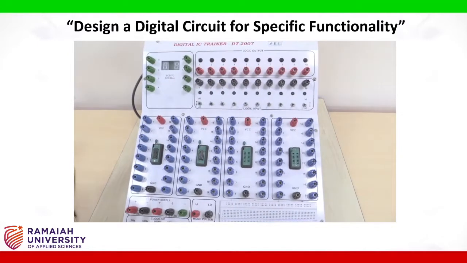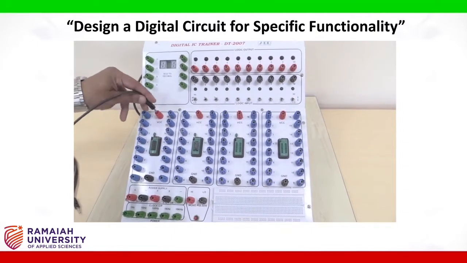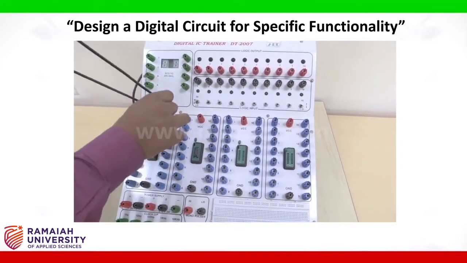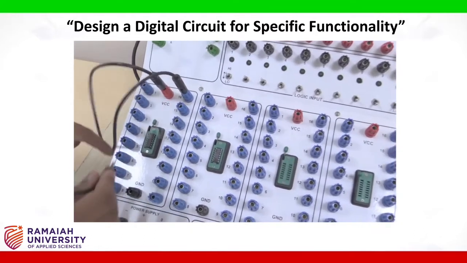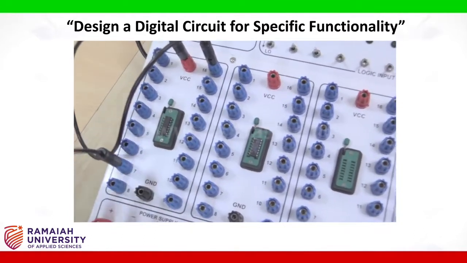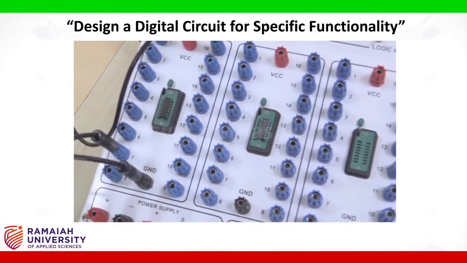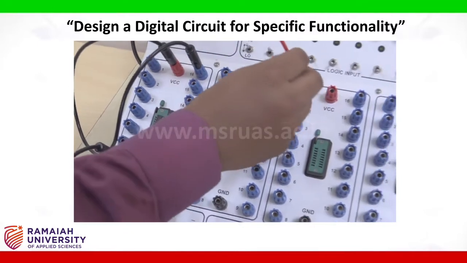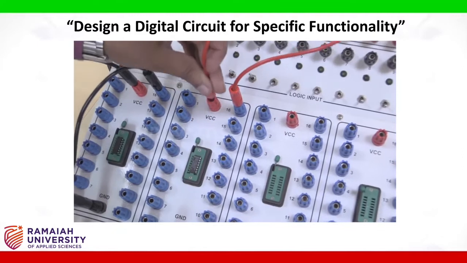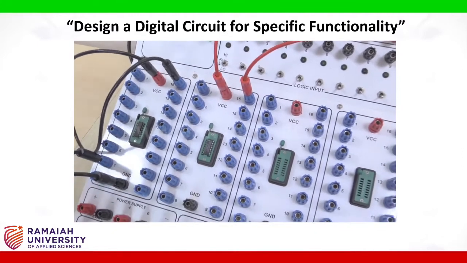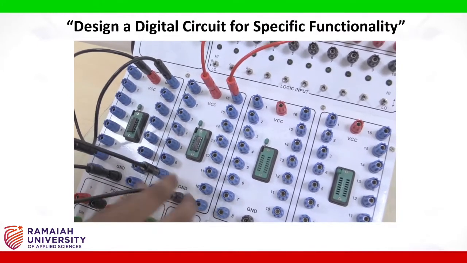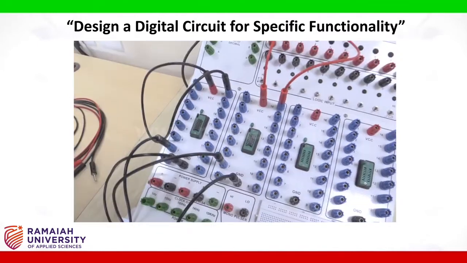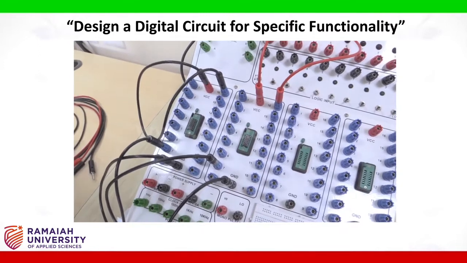Now let us do the connections. First I will connect VCC and ground for each IC base. Pin number 16 represents VCC and pin number 7 represents ground. Similarly for the second IC base. Now as per the circuit diagram we will connect the circuit.